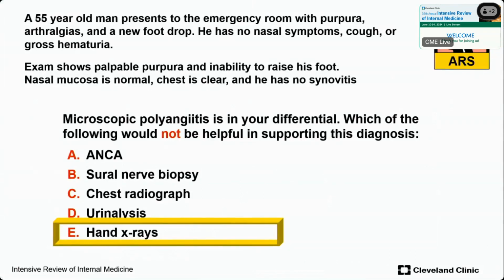And hand x-rays would not be useful here, even though he has arthralgias, as the joint features that occur in vasculitis are not associated with any features of joint destruction.